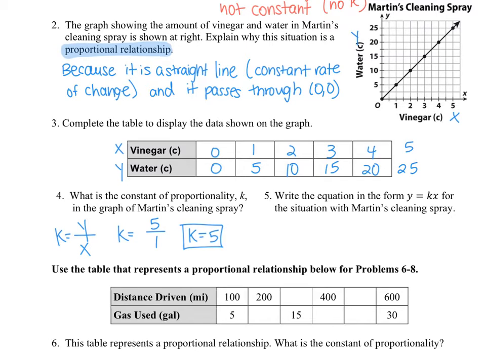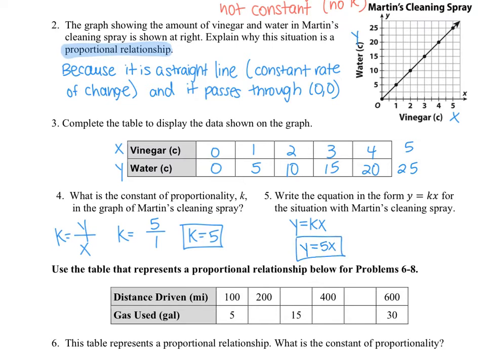And then for number 5, write the equation in the form y equals kx. Remember, that's the equation for a proportional relationship. It's just your y value is equal to some value k times your x. To get from your x to your y, all you do is multiply by your constant of variation. You don't add something or subtract something after it. It's just strictly multiplying by something. So what is that something? We just found it in number 4. That's your k value. So when you're writing y equals kx, I know that for this specific situation, my k value is equal to 5. So my equation is y equals 5x.